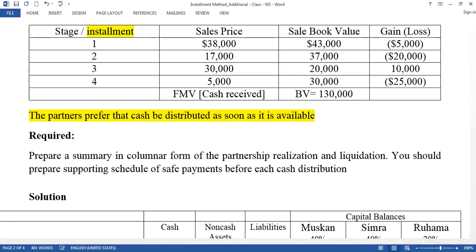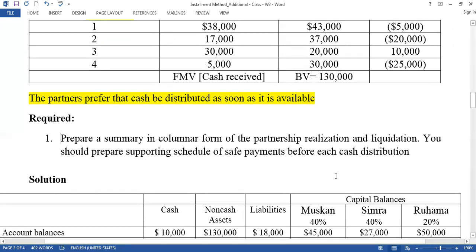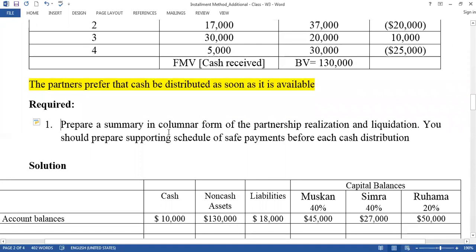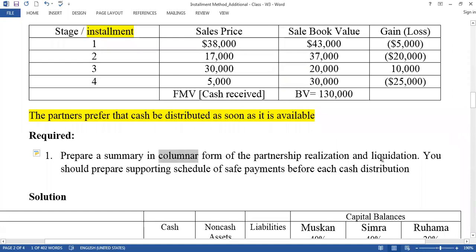Now requirement 1 says: prepare a summary column of partnership liquidation. We are going to prepare one columnar schedule. That means we have several columns here about the realization of liquidation.